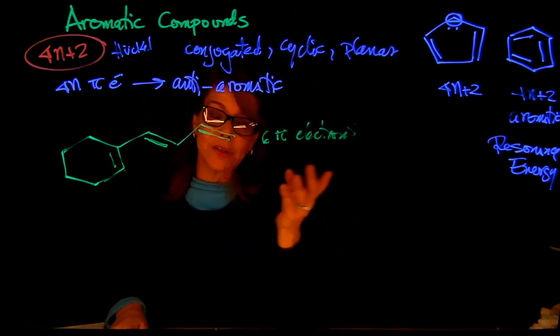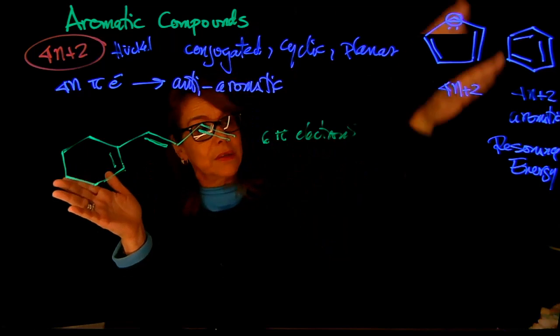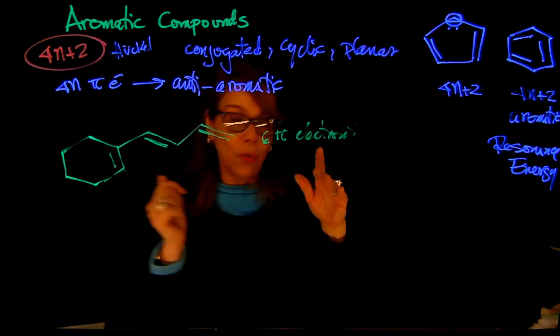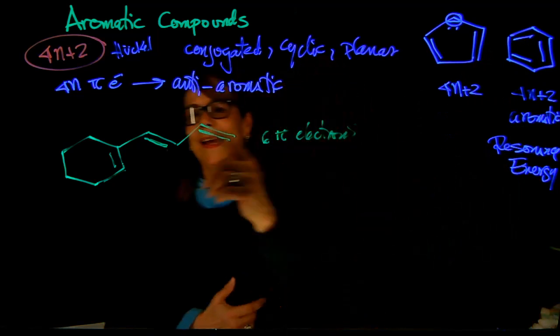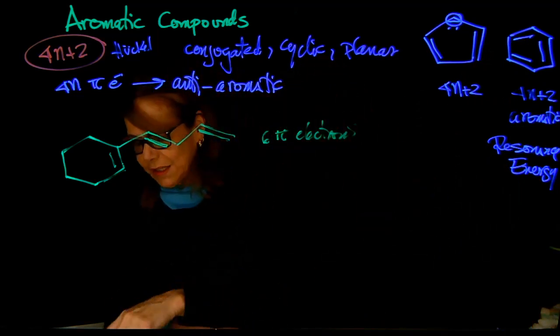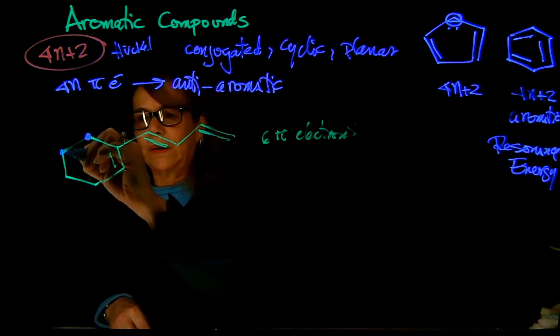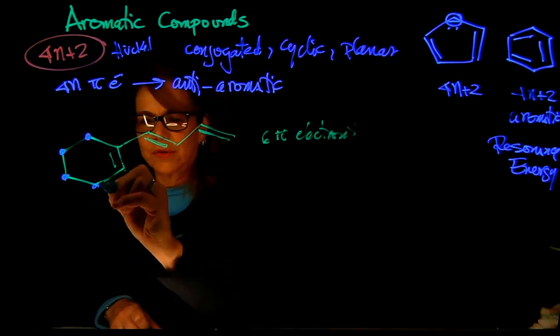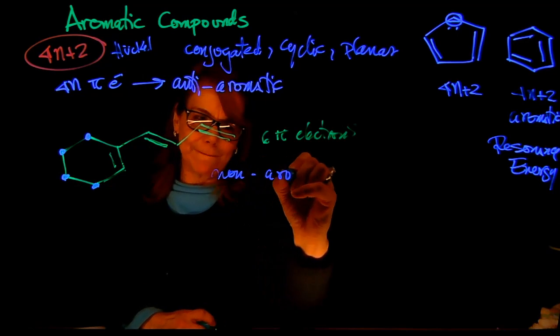So it's not continuous. To be fully conjugated, you need to have a continuous system of p orbitals that can overlap. That's the case here and here, but also, not everything is in a cycle. So yes, there is conjugation here, but they are not part of a cyclic structure. So it's non-aromatic.